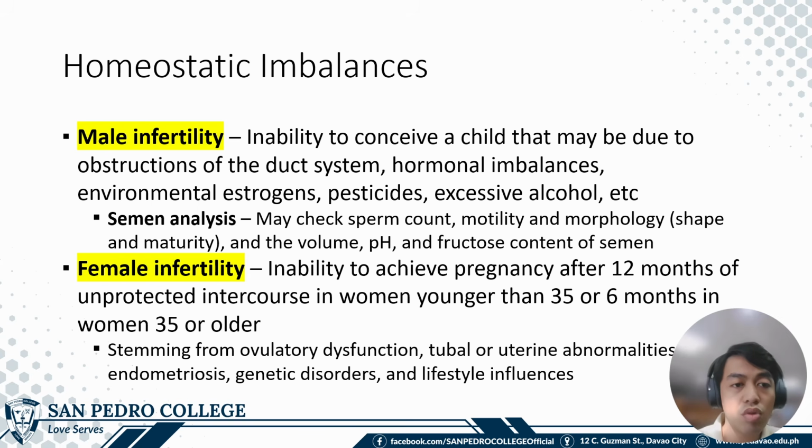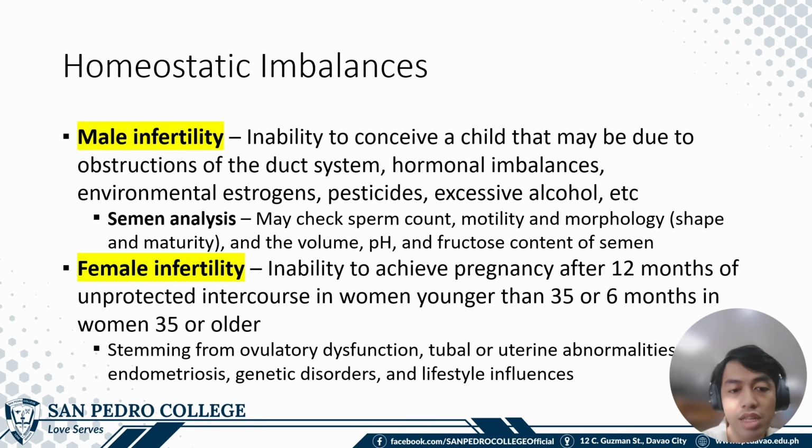Infertility may be observed in both male and female. In male, this can be because of an obstruction in the ductal system, problems in the hormones, environmental estrogen, pesticides, or excessive alcohol, etc. One of the procedures that can be offered in order to identify the cause of male infertility is semen analysis, wherein the semen may be assessed by sperm count, motility, and morphology, the volume of the semen, pH, and fructose content.